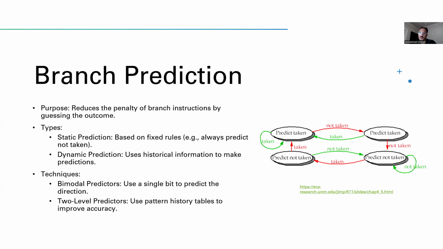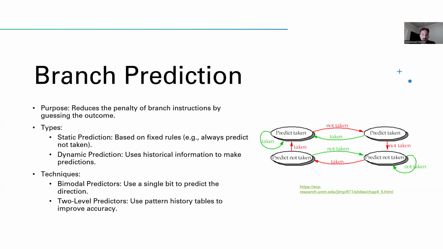Next, we'll be talking about branch prediction. The purpose behind this is just to reduce the penalty of branch instructions. There are two types of it: static prediction and dynamic prediction. The static prediction is based on fixed rules, like always predict not taken, for example. Dynamic prediction uses historical information to make predictions, so it's like an AI system where it learns from itself. There are techniques for branch prediction, such as a bimodal predictor and a two-level predictor. The bimodal predictor uses a single bit, whereas the two-level predictor uses a pattern history.